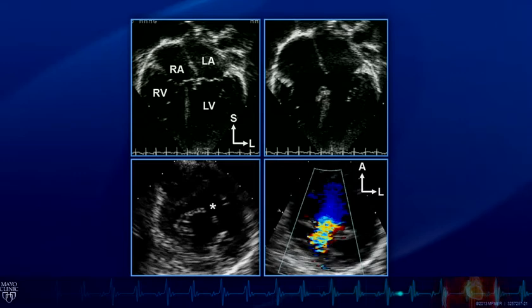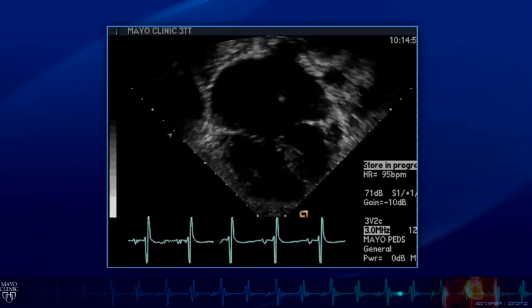The cleft mitral valve is shown in the lower panels. We see that the anterior leaflet of the mitral valve has a defect in its structure, and through that defect is where the mitral regurgitation originates.